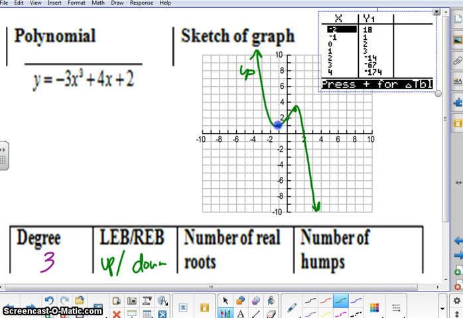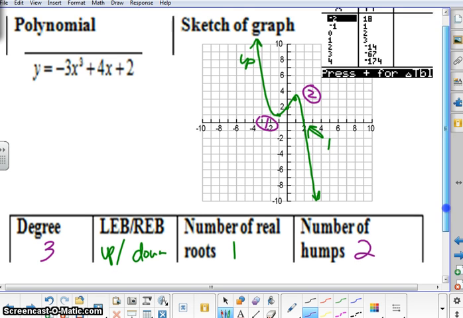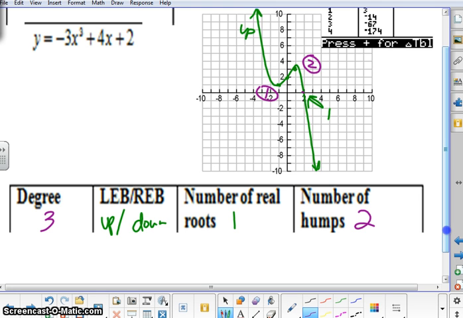Number of real roots, look at that, it only goes through 1 time. Number of humps, there's 1 here and 2 right here, so we'd say 2 humps for that one. Okay, and again, ask yourself how you're going to find the actual root that's right here. It doesn't factor nicely because it's not a quadratic, so you're going to have to use the rational root theorem and a little bit of calculator help to try to figure out what those roots are.